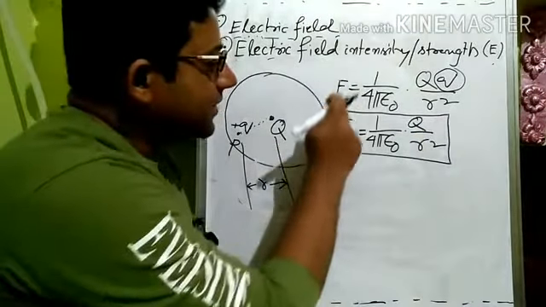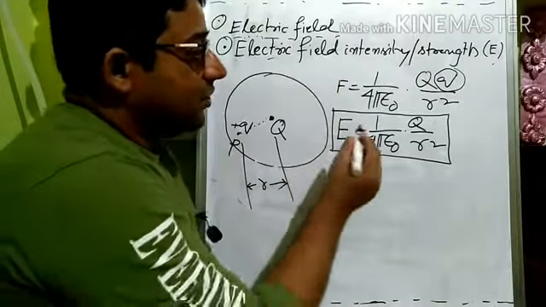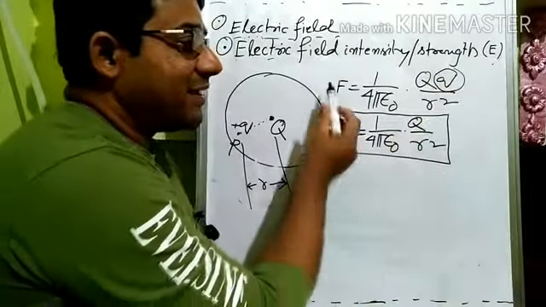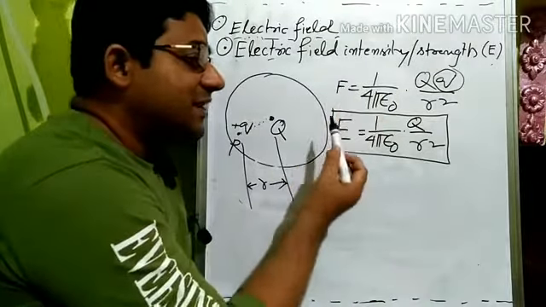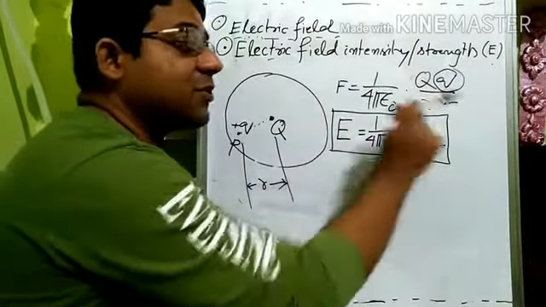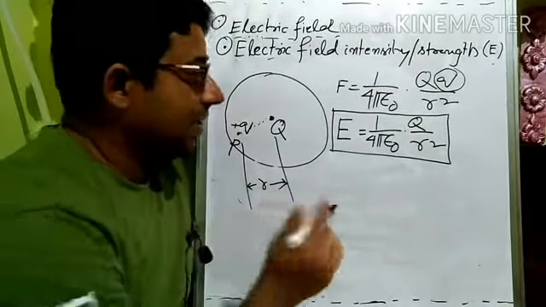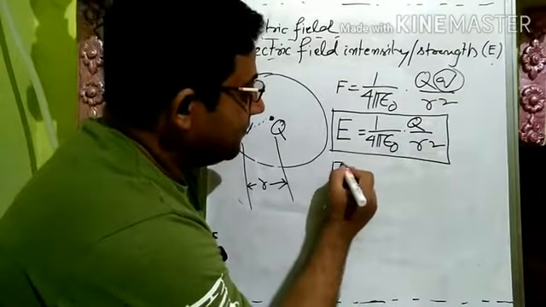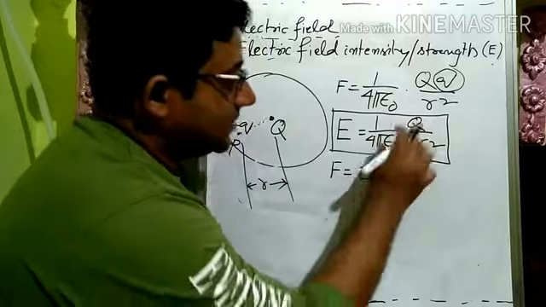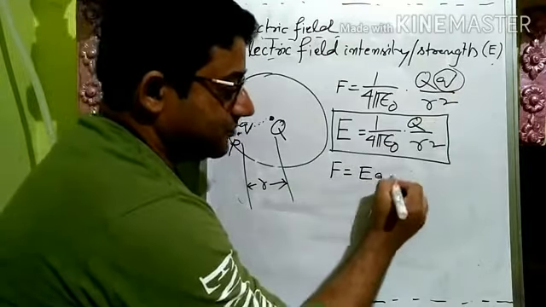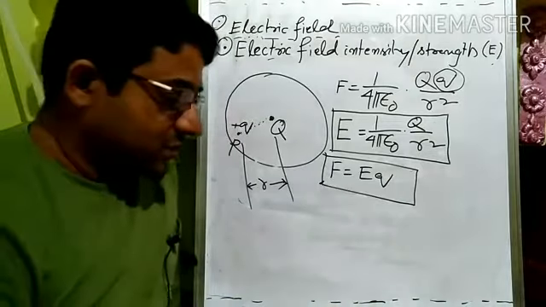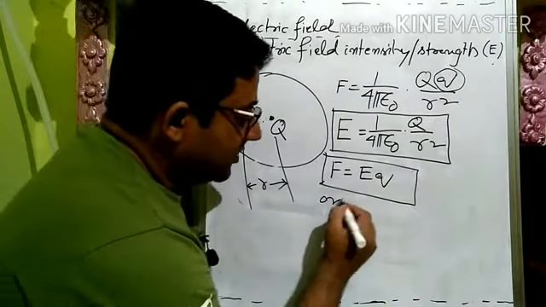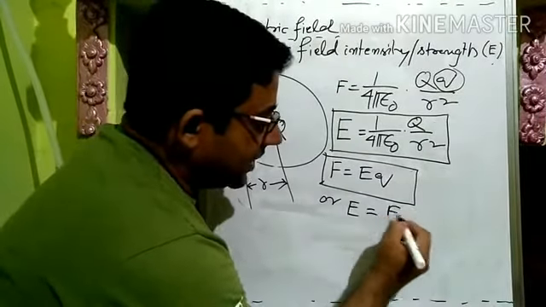Now here, what is the difference between F and E? Only one Q is multiplied, right? F also is a force, E also is a force. F is a force in general, E is a force experienced by a unit positive charge only, right? So what we can say, F is equal to E multiplied by Q. Yes or no? So this is a formula, F is equal to EQ, or E is equal to F by Q.